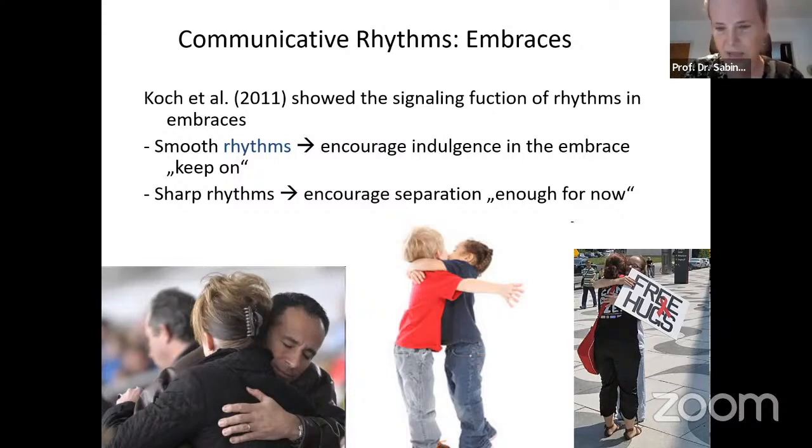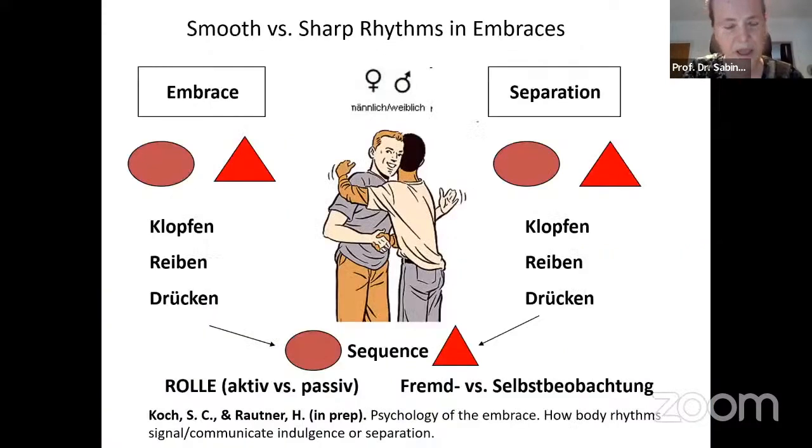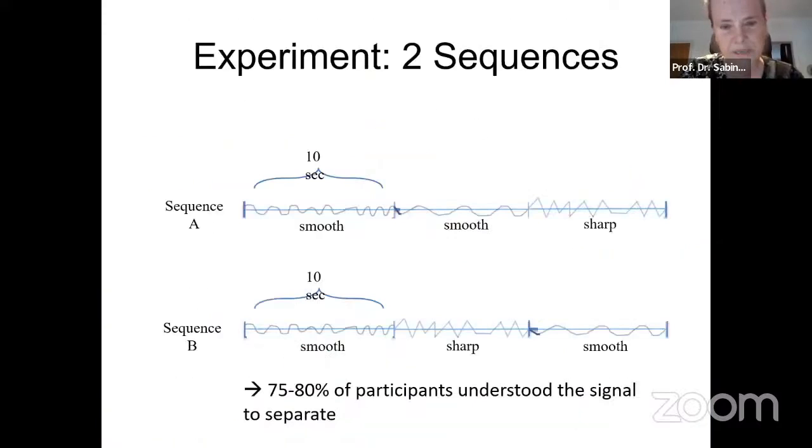And most of the people actually dropped that handkerchief in the sharp sequence. So in sequence A at the end, and in sequence B in the middle. We learned that 75 to 80% of the participants understood the signal to separate in the sharp rhythm. So it's not all of us that understand this signal, but most of us.